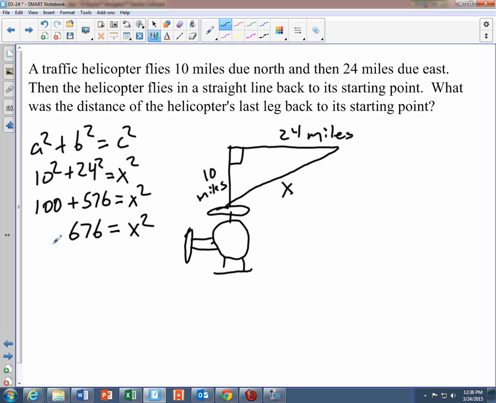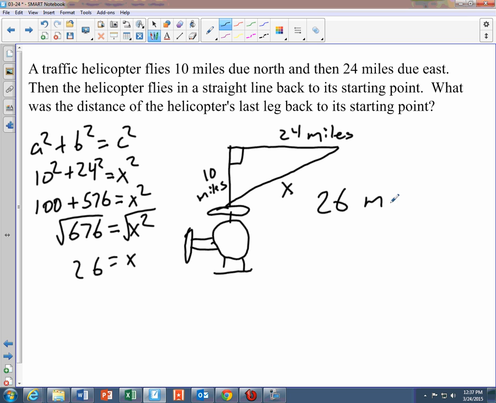And what's my last step always? Well, I always square root both sides. And I find out that x equals, I believe that's 26. Let me see if that's right. Sure enough, that is 26. The square root of 676 is 26. So what was the distance of the helicopter's last leg back to its starting point?